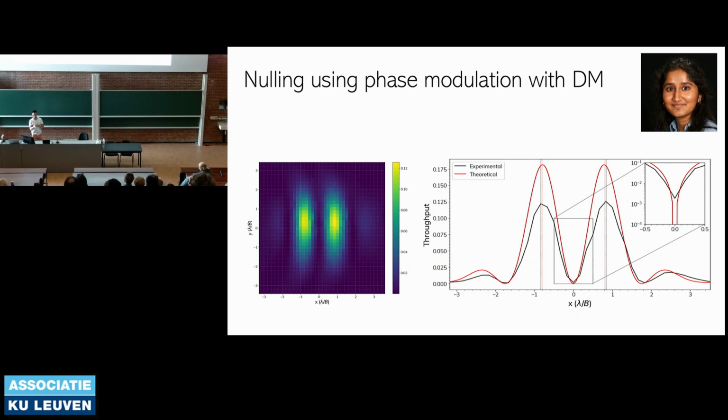So as you can see, changing the phase is equivalent to changing the actuator length. If you change the actuator by lambda over 2, then you will achieve the phase change of pi. So on the left, you see the null in the center, and the two bright fringes are actually the throughput of the planet light. So if you were to plot in a more graphic form, which is on the right-hand side here.